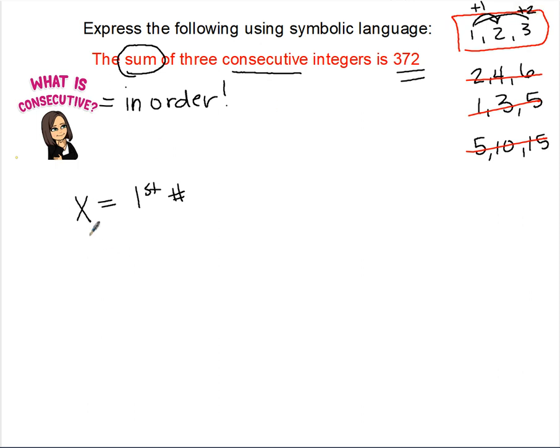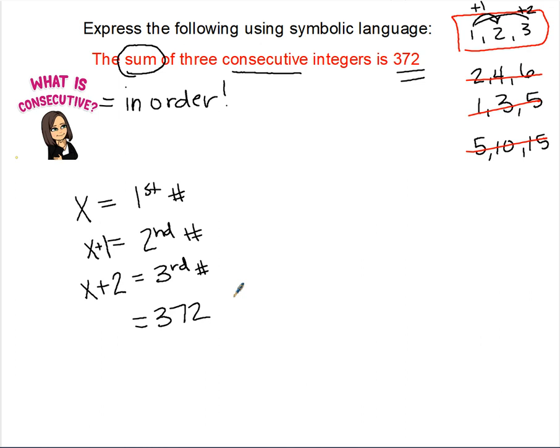So when I look at my second number here, which would have been the number 2, I would have had to say x plus 1 gives me my second number. And then the next one, x plus 2, would have given me my third number. Now, if we had a fourth number, what would be next? X plus 3, and so on, because we're all comparing it to that very first number we started with. And the last thing we need to know is it's going to equal 372. That's our total.